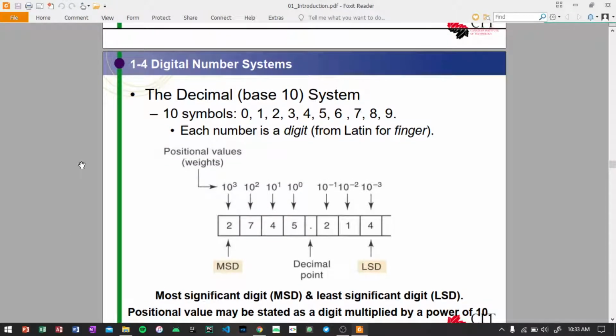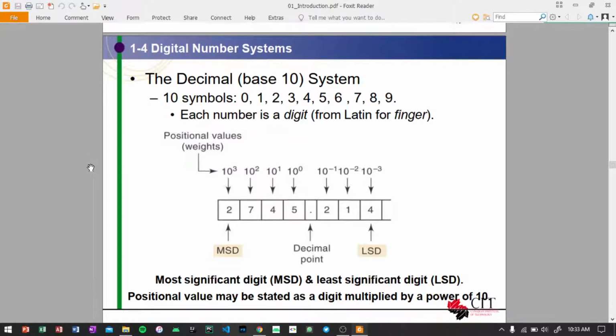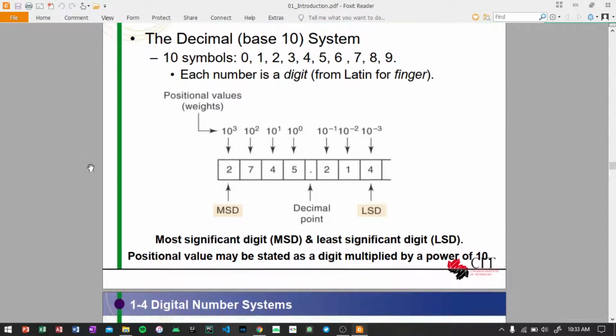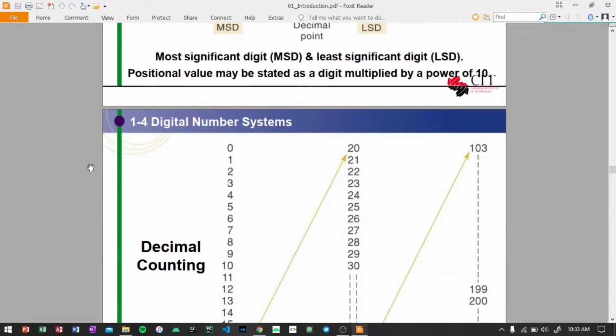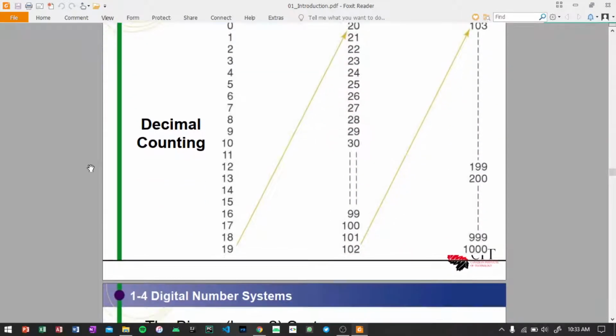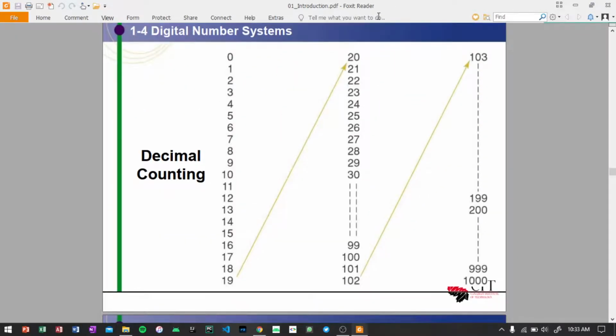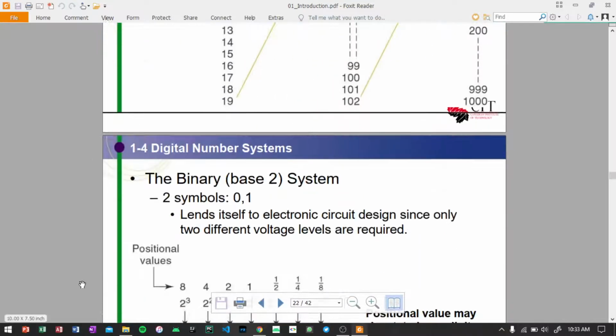The decimal base 10 system has 10 symbols, 0 to 9. Each number is a digit, from Latin. You don't need this one, don't worry. You are a programmer, not in literature. Of course, you can do this one.